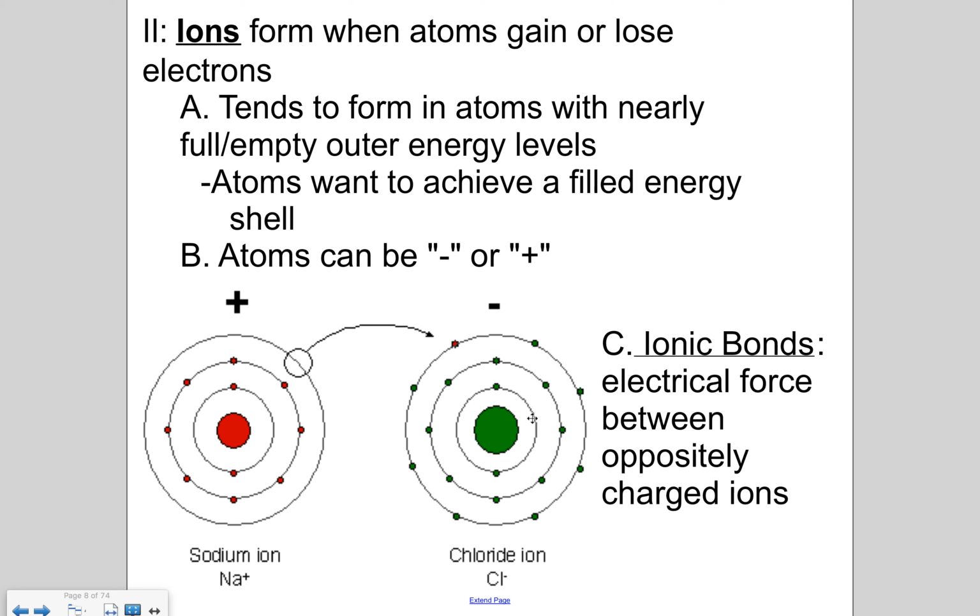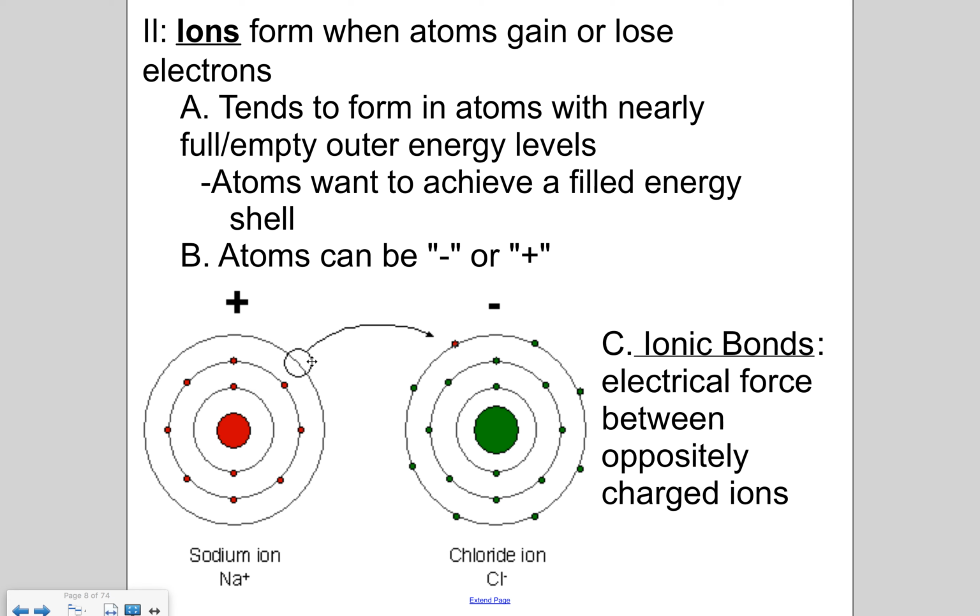The atomic number is 17. So I have 17 protons and 17 electrons. So I'm going to count to make sure. 1, 2, 3, 4, 5, 6, 7, 8, 9, 10, 11, 12, 13, 14, 15, 16, 17. Now, chlorine needs one more to get to 8 to fill this outer energy level. And sodium would need 7 more to fill this.